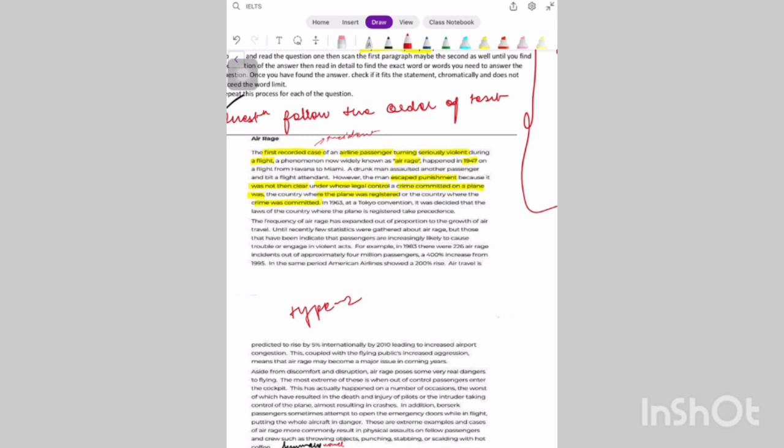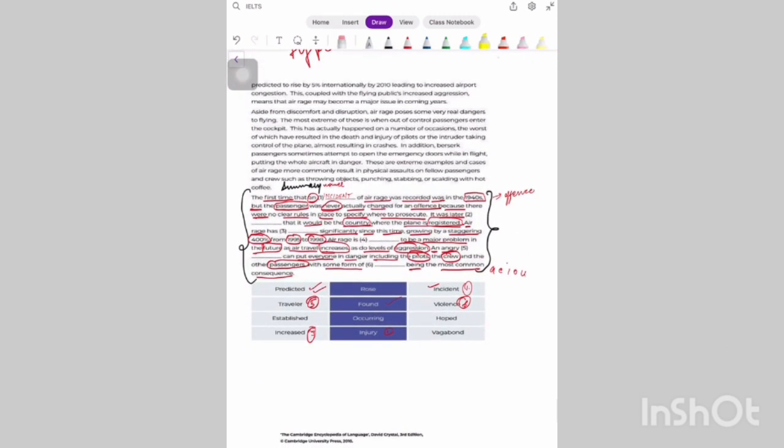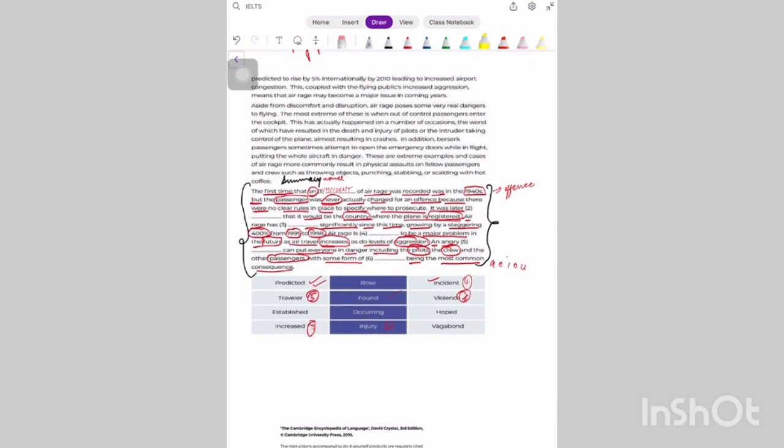So in 1963 at the Tokyo Convention, it was decided that the laws of the country where the plane is registered take precedence. So it was decided. What is the word that is similar to decided? It was established. Very good. So the answer is established.